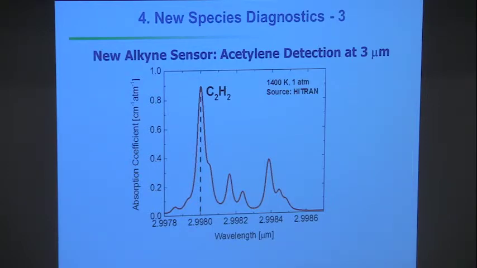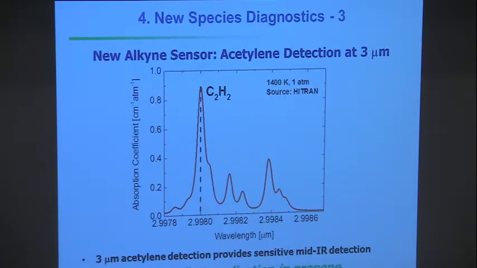Now, my student who's working on this now tells me that he has found several lines that are missing in HITRAN. When you go to higher temperatures, the HITRAN database has left them out. You know, the database for acetylene might be huge, so they have a cutoff. If the lines are lower than a certain strength, they leave them out. But when you go to high temperatures, they become populated. So we frequently find lines that are missing in HITRAN. Be careful about that. But we can detect acetylene sensitively.